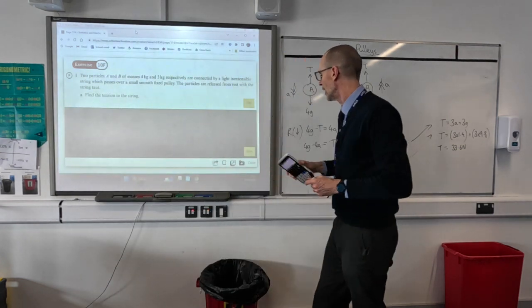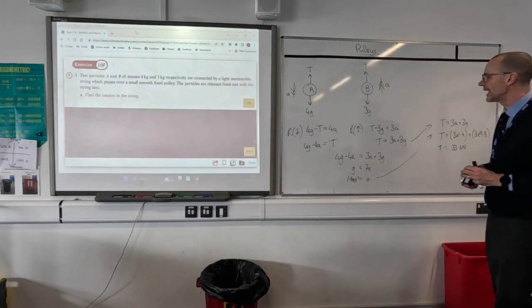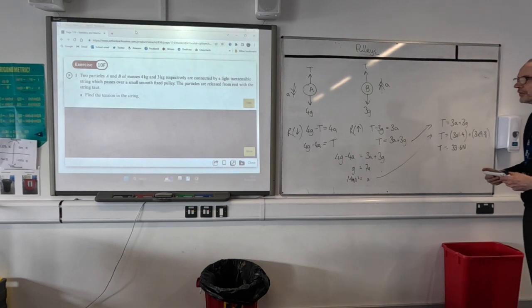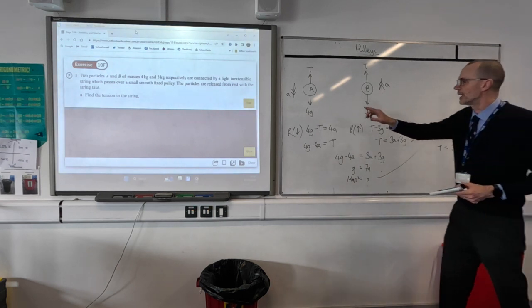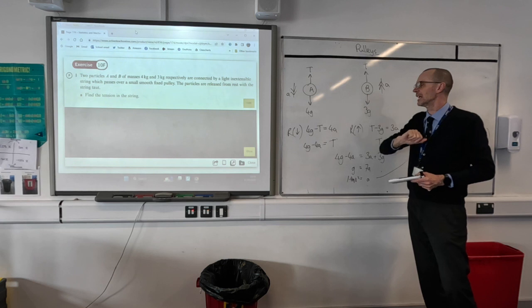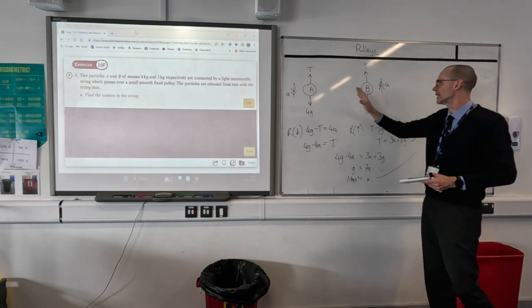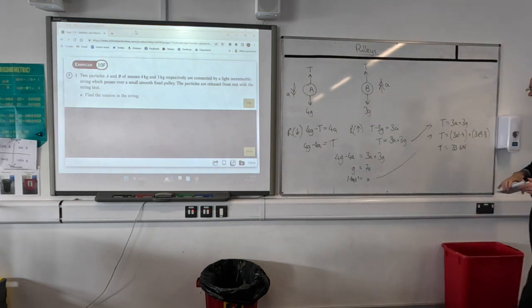So for question 1 in exercise 10F, very similar, a bit nicer because you haven't got any missing values in there. So you've got 4 kilograms and 3 kilograms, so the 4 kilograms is going to go down.